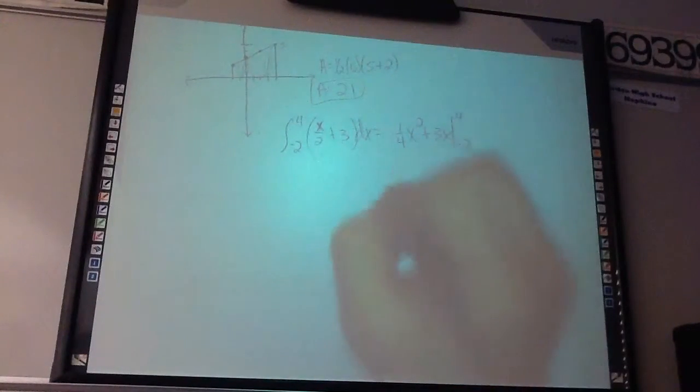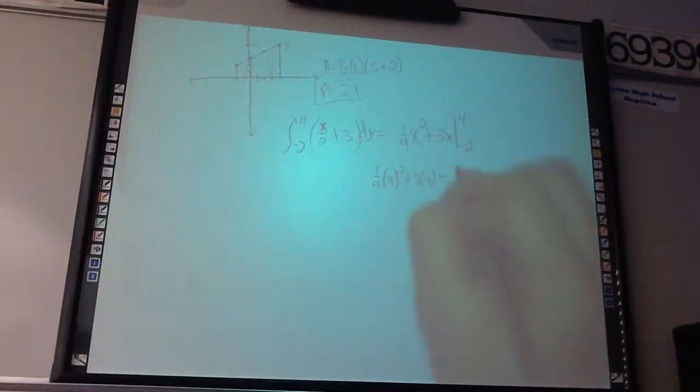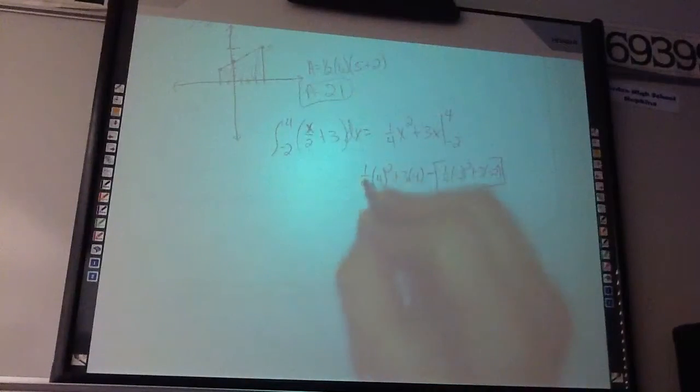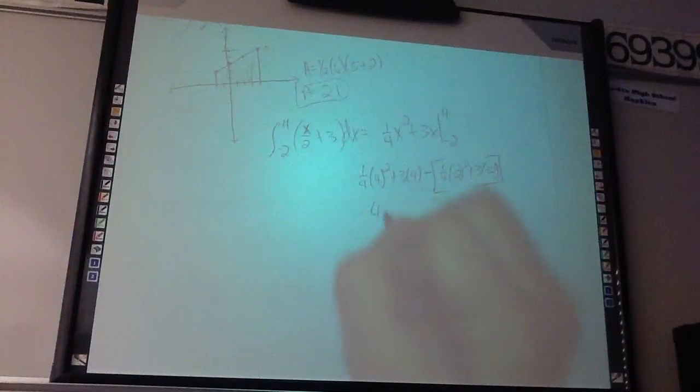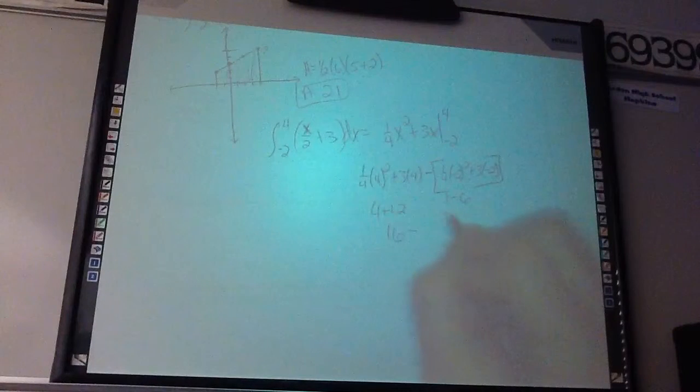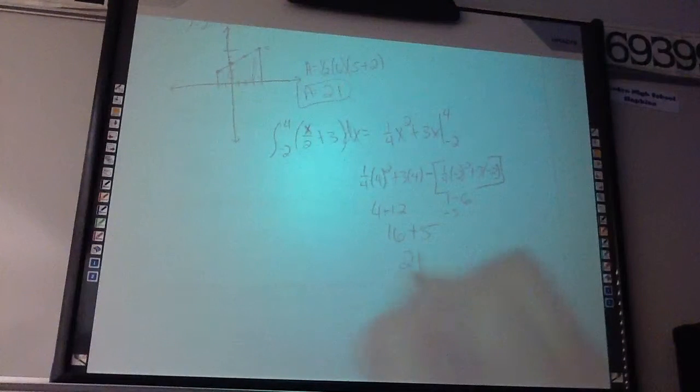Plug in 4, so 1/4 times 4 squared plus 3 times 4. Minus, and then plug in -2. 1/4 times 16 is 4, plus 12, so I got 16. Then 1/4 times 4 is 1, minus 6 is -5, but I'm subtracting it, so it's positive. Adding 5, I get 21.